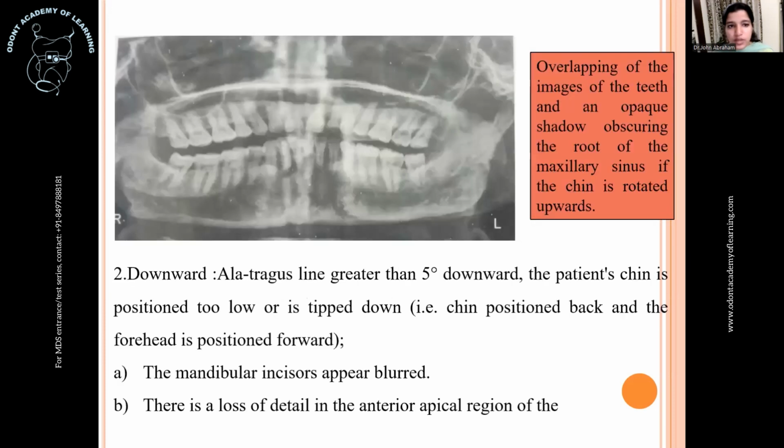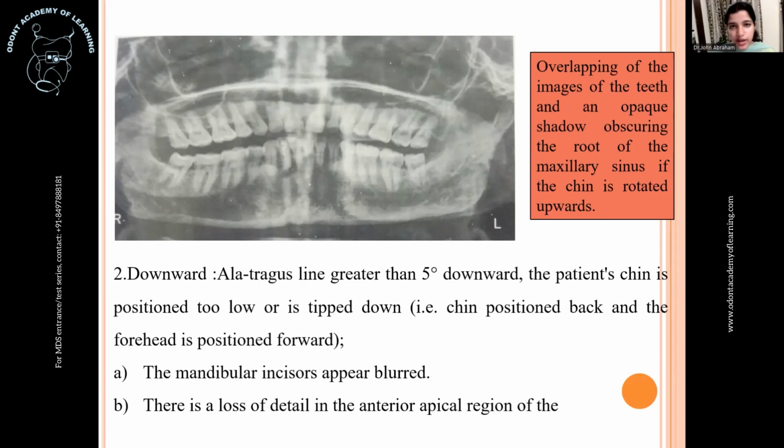So let us see how the image appears. We can see it is a reverse smile line, overlapping of the images of the teeth and an opaque shadow obscuring the roots of the maxillary teeth and the sinus, as the chin is rotated upwards. You can see that there is some shadow over your maxillary posterior teeth and the sinus. And there's a reverse smile line, your anterior teeth are distorted, and this particular area has reduced density. So that was when the patient's chin was placed more up.